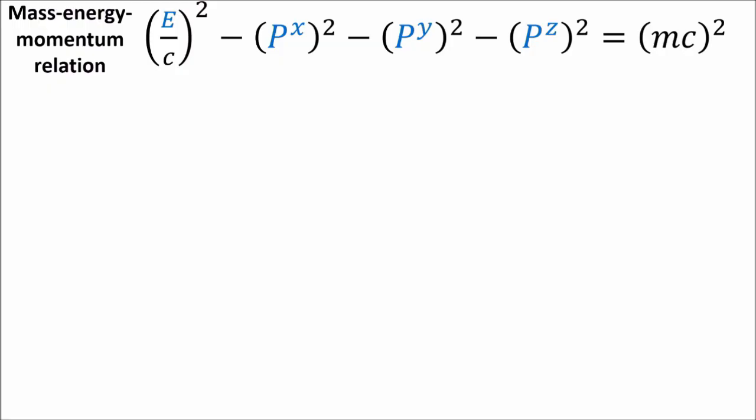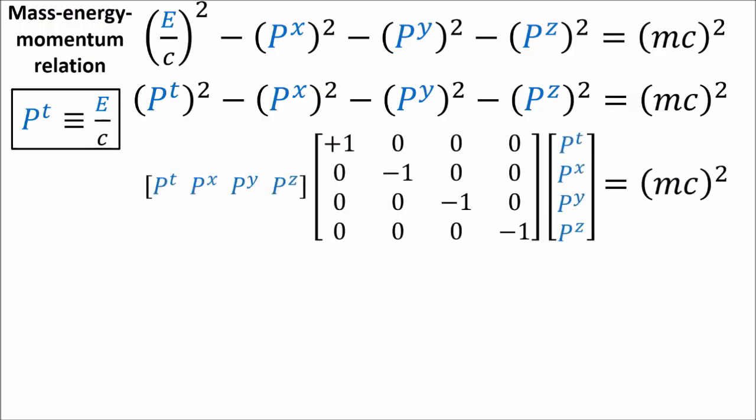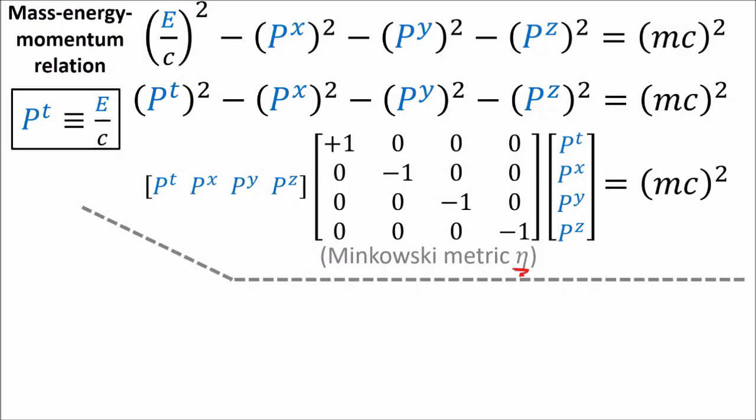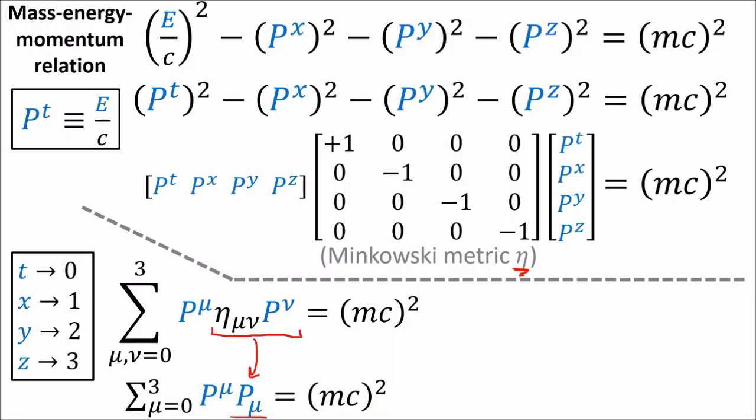There are several ways we can rewrite this. It's common to define energy E over the speed of light c as the time component of momentum, pt. We can also write the formula in array notation using this 4x4 matrix called the Minkowski metric, denoted by eta. We can also write this in summation notation if we replace the time xyz indices with the numbers 0, 1, 2, 3. We can also replace this sum of the metric and p with p written using a lower index.